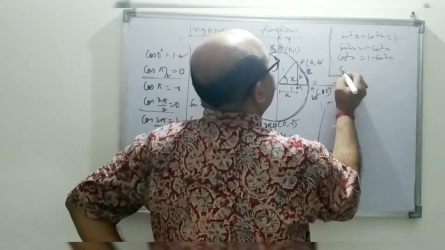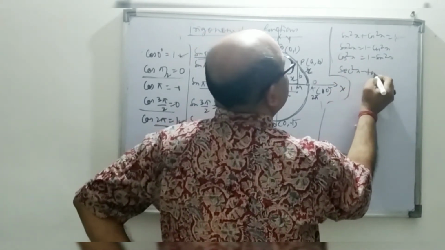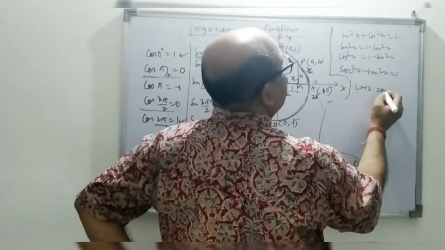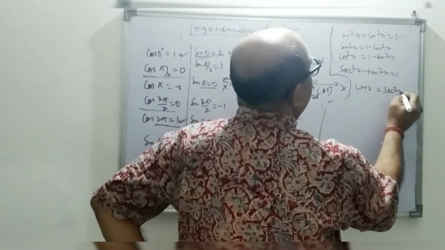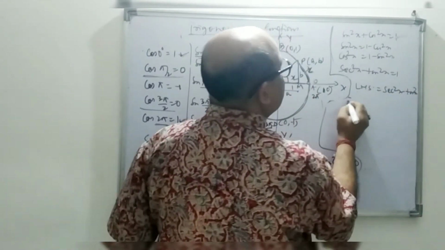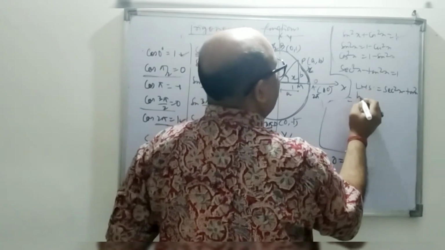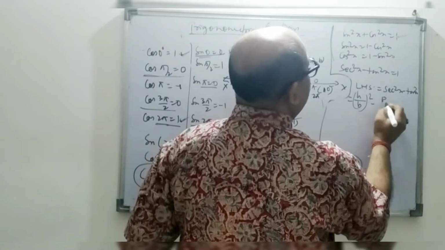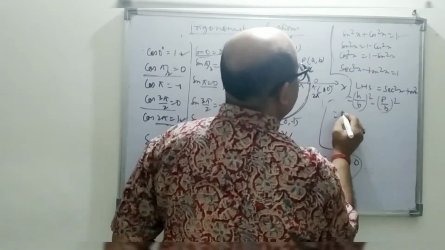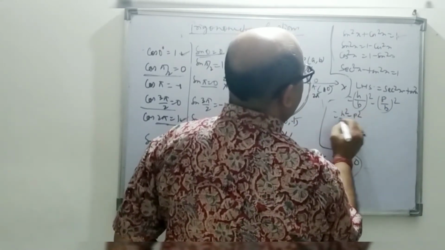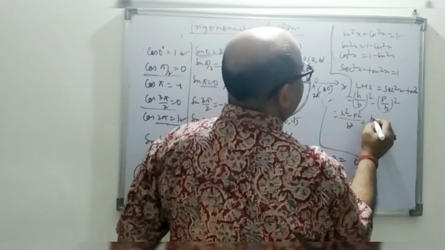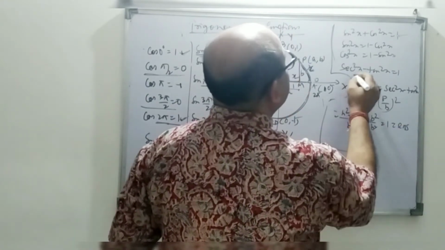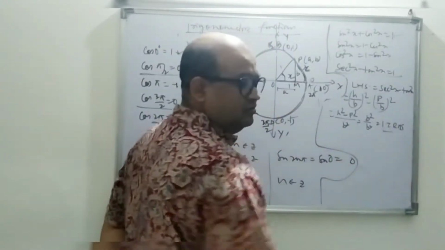Now let us start with sec square x minus tan square x equal to 1. So LHS equal to sec square x minus tan square x. Sec square is hypotenuse by base whole square, and this is perpendicular by base whole square. That means h square minus p square upon b square, that is b square by b square equal to 1, equal to RHS. So what we got here? Sec square minus tan square equal to 1.